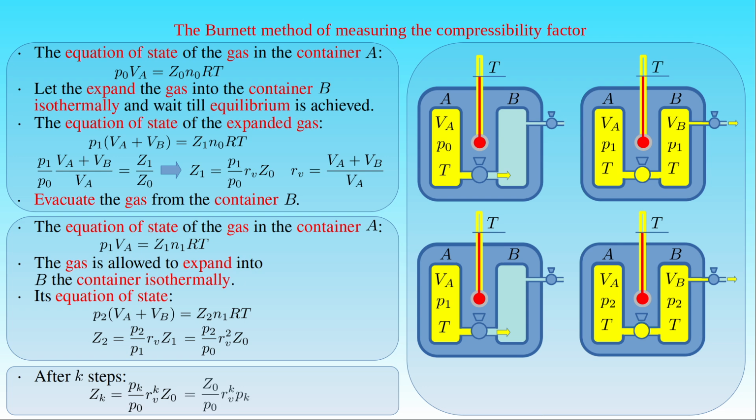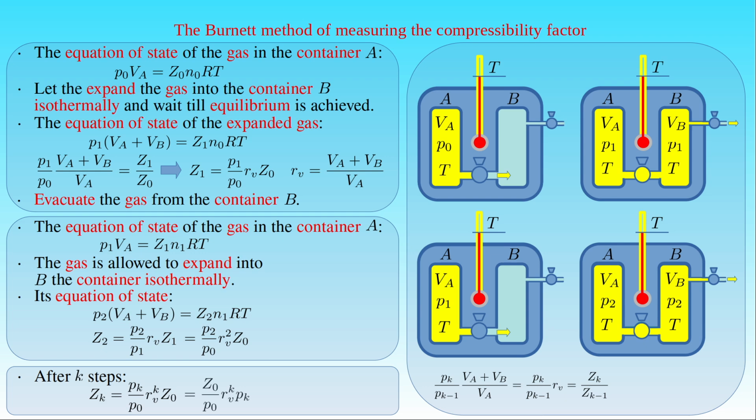If the ratio of Z0 to P0 is known and the ratio of the volume expansion RV is given by the geometry of the apparatus, then the measurement of the pressure Pk of the gas is enough to calculate the compressibility factor Zk of the gas in the step K. In fact, it may be difficult to determine the exact ratio of volume expansion RV due to the complex internal geometry of the system formed by containers, pipes and valves. However, we can divide the equation of state in the step K by the equation of state in the step K-1 as seen in the first step.